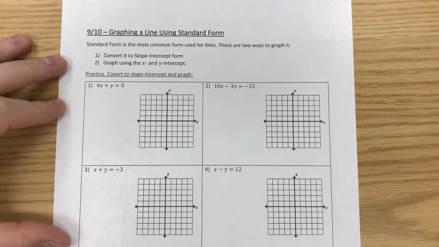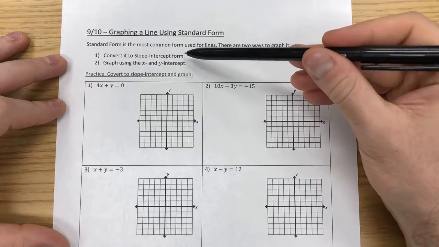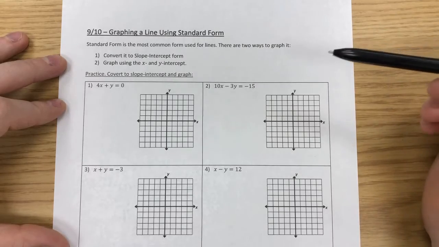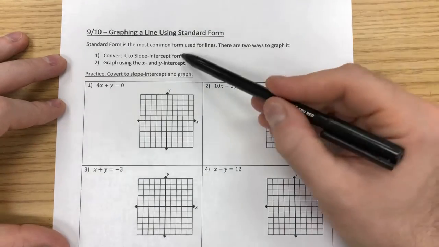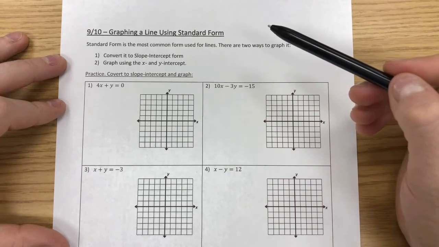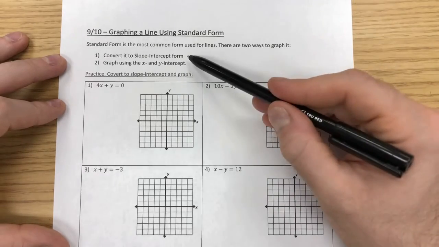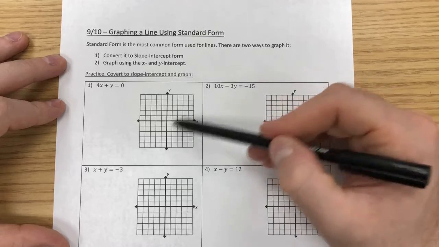So today we're going to be graphing a line using standard form. Now this is different than what we did yesterday where we converted it to slope-intercept form and graphed. Today we're going to be graphing using the X and Y intercepts. Does that mean that we can't use slope-intercept form? Absolutely not. You can still use this format and graph a line.